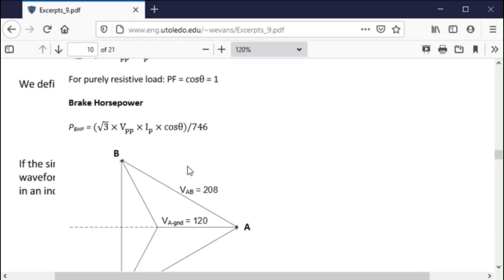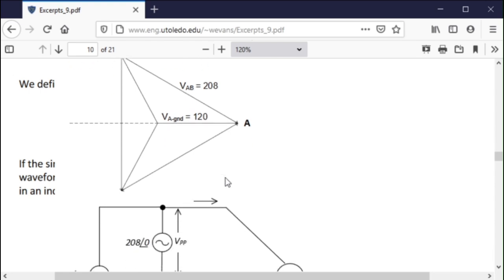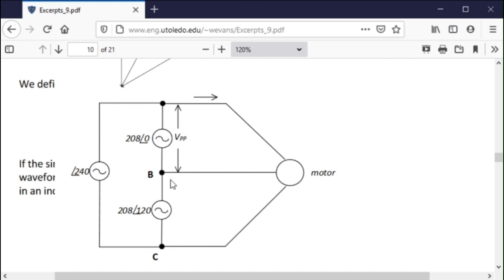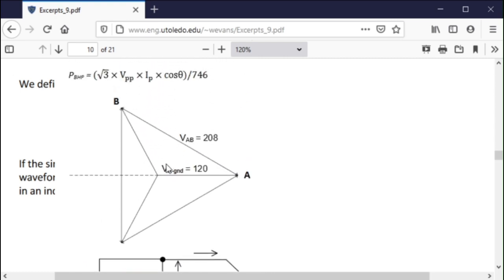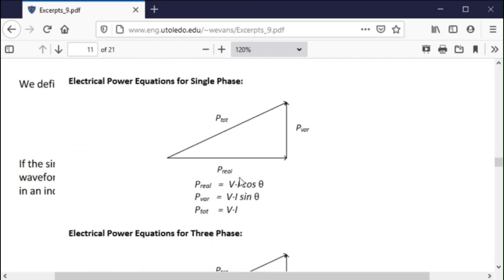Here is our formula for brake horsepower. It's the square root of 3 times V phase to phase times I phase times cosine of theta, divided by 746. That gives you the brake horsepower. And here's the angle. If I have phase to phase of 208, what is my phase to ground? It's 120. You can understand how people get 120 out of 208 because of this phasor diagram, showing the three phases of 120, and the 208 is the value between phase to phase. Phase to ground is 120, phase to phase is 208.